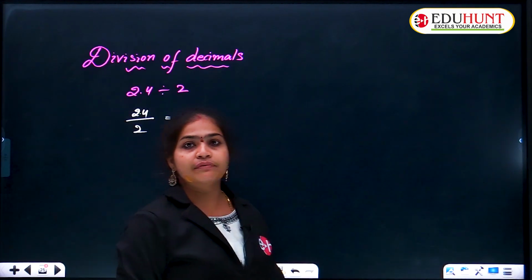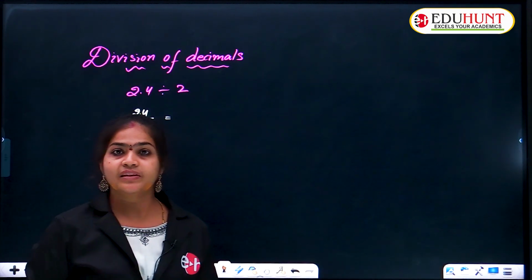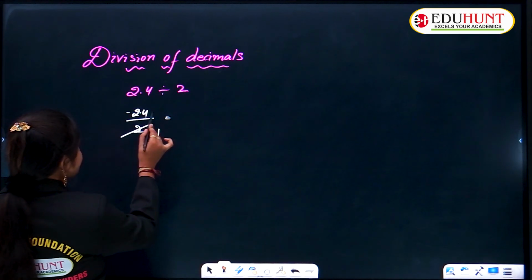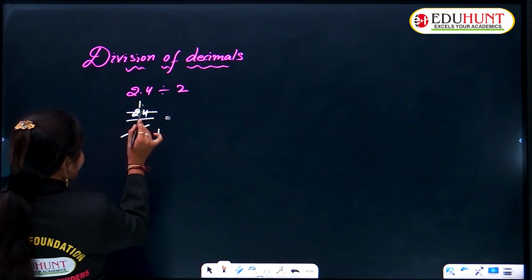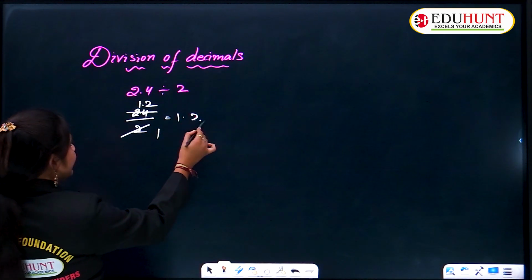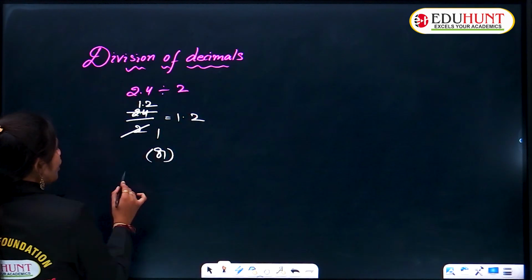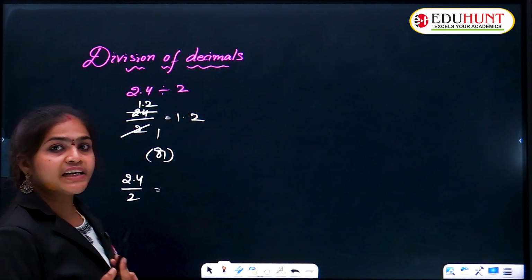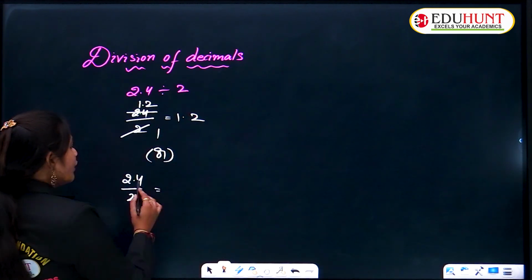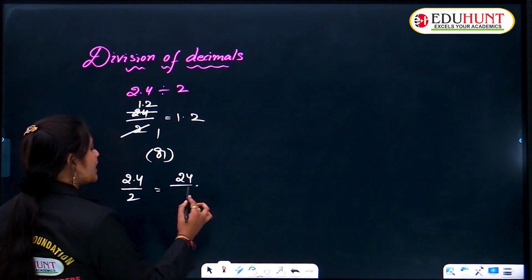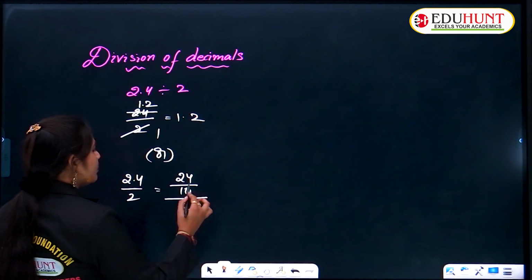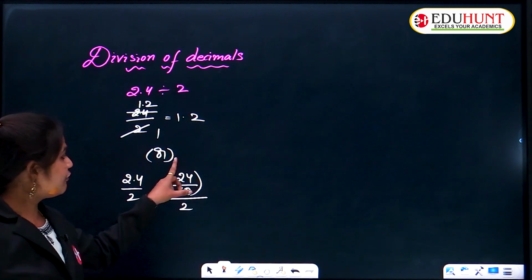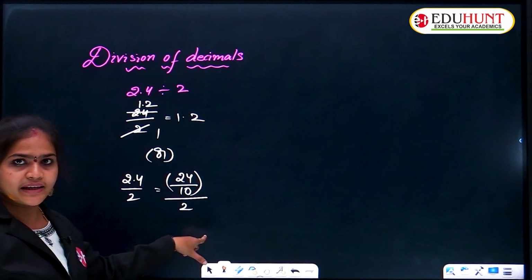2.4, how can we convert it into fraction form? That is easy. Or else you can directly do the cancellations here: 2 ones are 2, 2 twos are 4. In this method also you can do it. Or else 2.4 by 2. How to convert 2.4 into a fraction? 2.4 we can write as 24 by 10 whole by 2. And this is the form of the division of a fraction by a number.